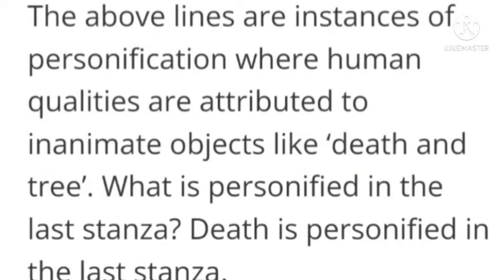What is personified in the last stanza? Death is personified in the last stanza.